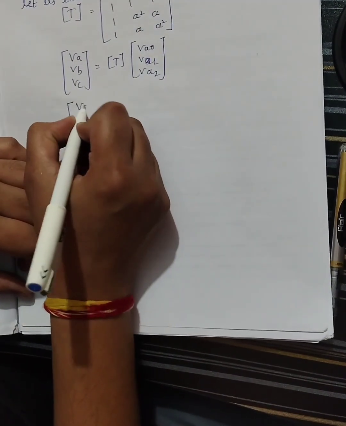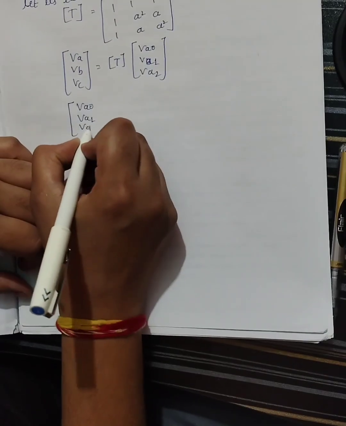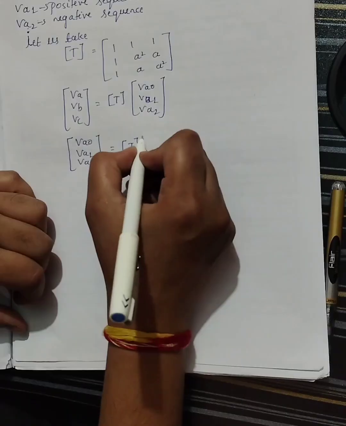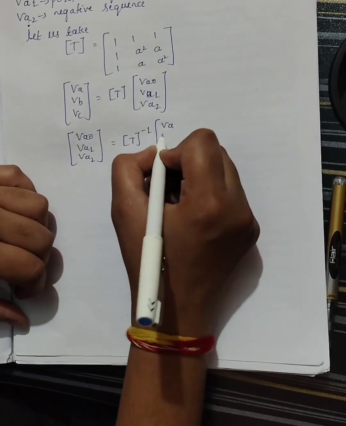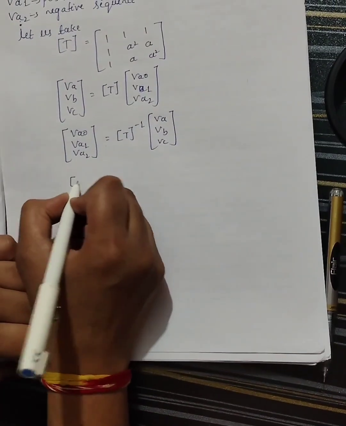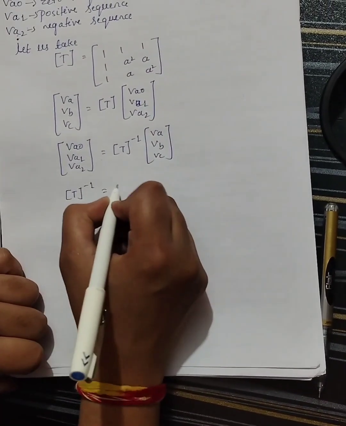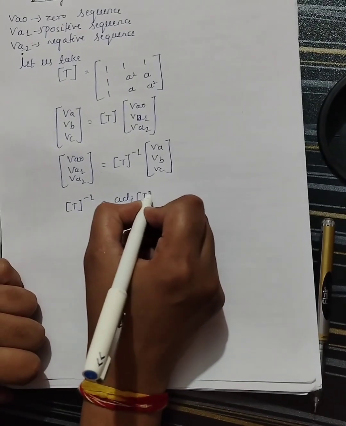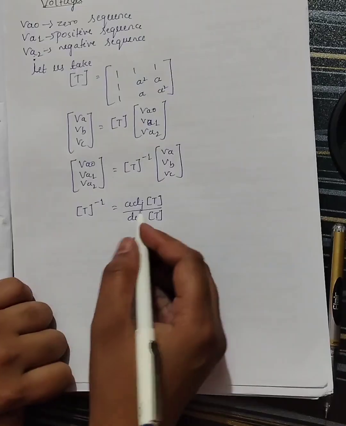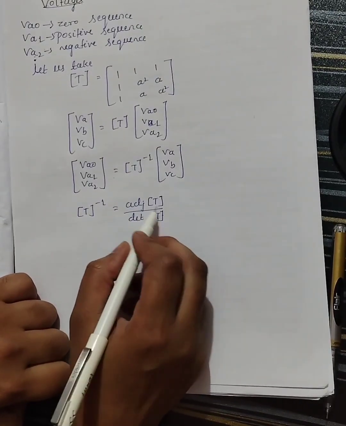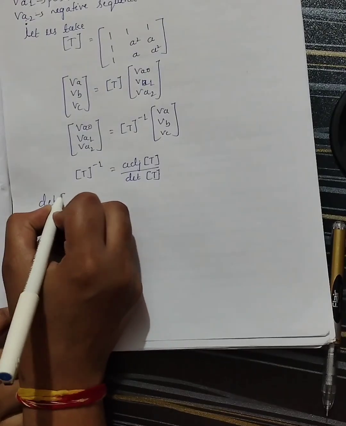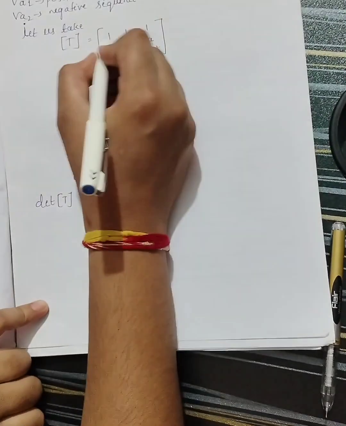We now want the symmetrical components. So VA0, VA1, VA2 is given by T. If I transpose this side, it becomes T inverse times VA, VB, VC. We know that the inverse of T is given by adjoint T divided by determinant of T. So for this we need to calculate the determinant of T and adjoint T. First we will calculate the determinant of T. This is the given matrix.